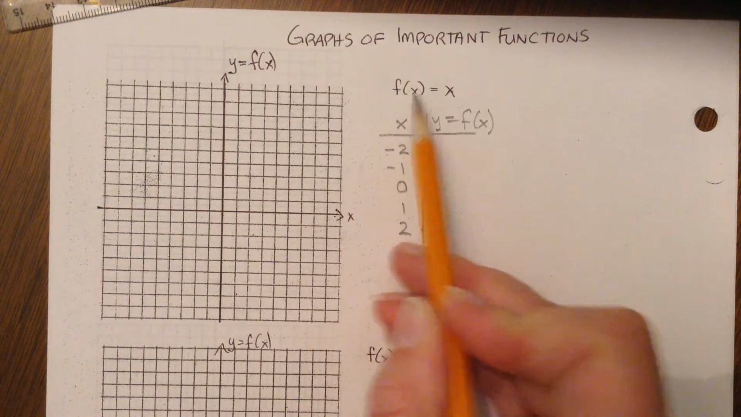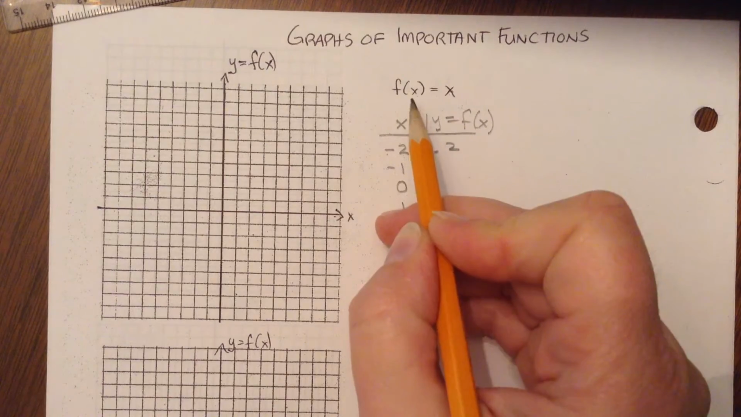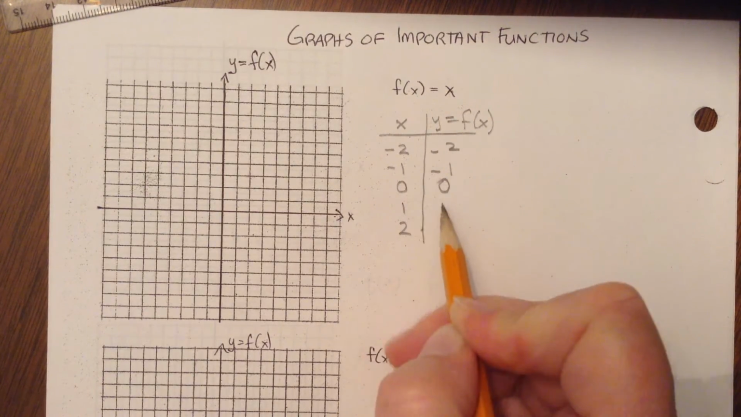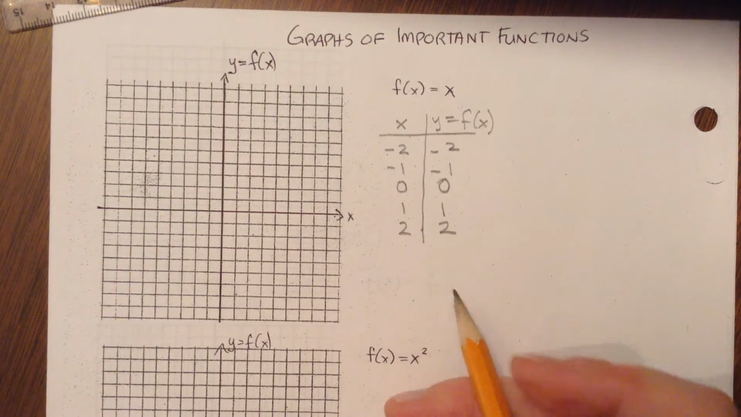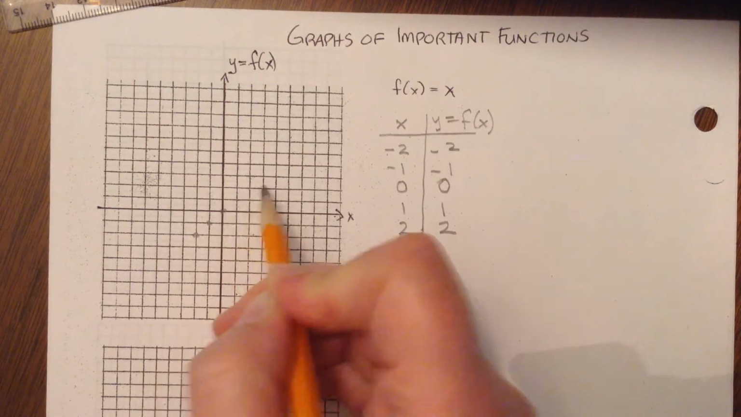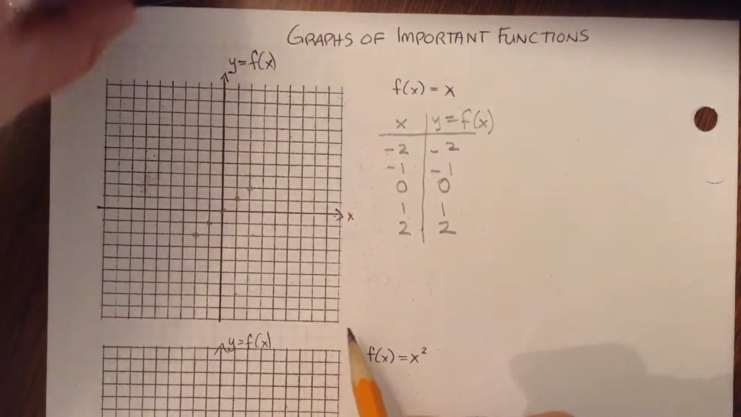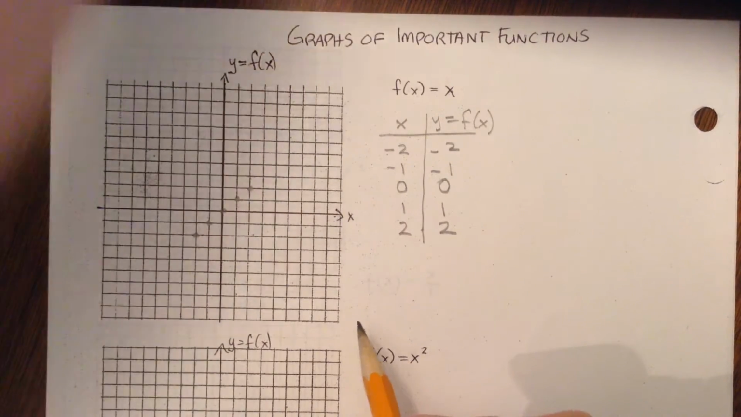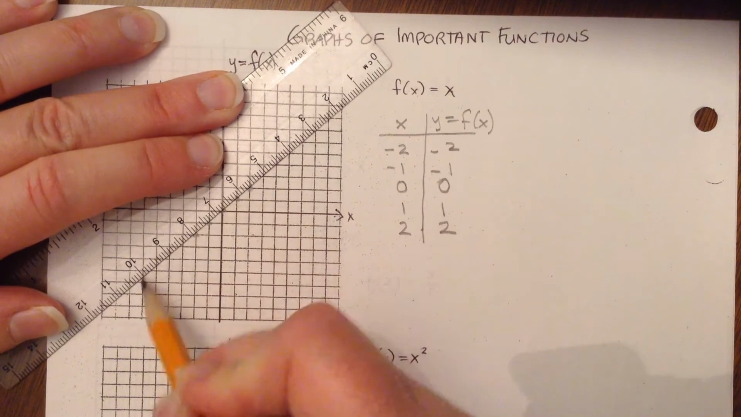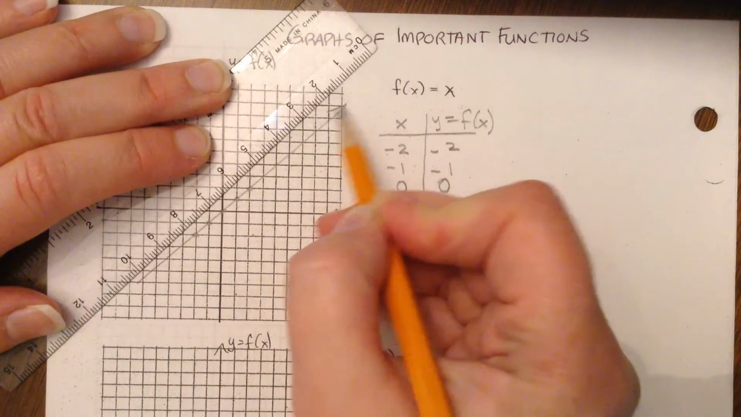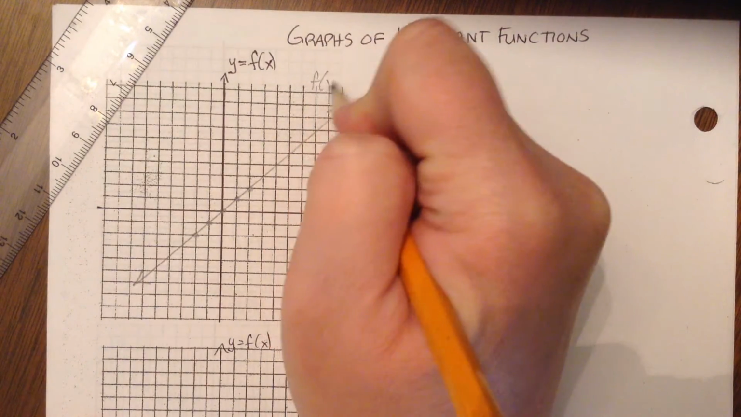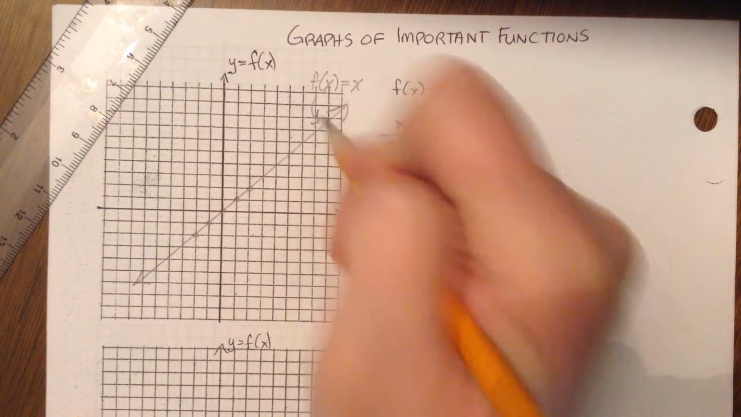So f at -2 would be equal to -2. F at -1 equals -1. F at 0 is 0. F at 1 is 1. F at 2 is 2. So this function, when we plot it, all of those points line up and form a line that goes through the origin. Whenever we graph a function that is a line, we should always use a ruler just to make it nice and tidy. So there we go. First one, f of x equals x.